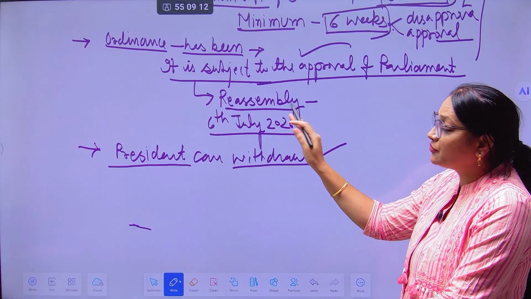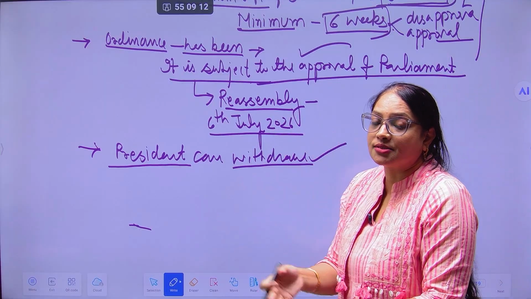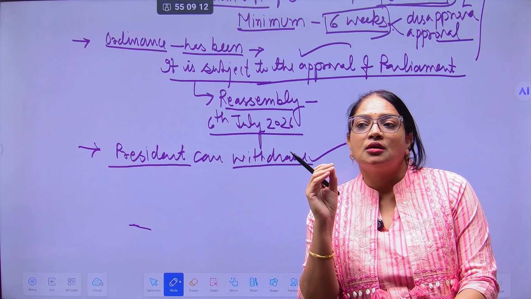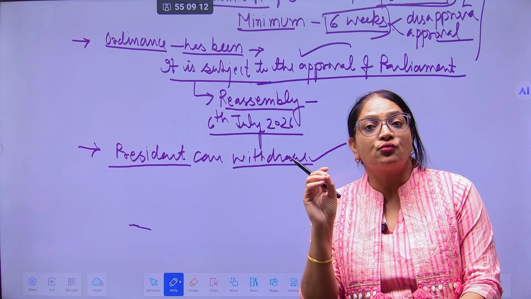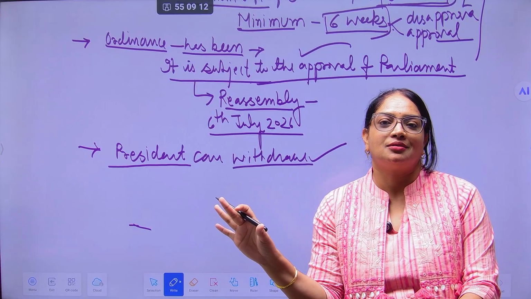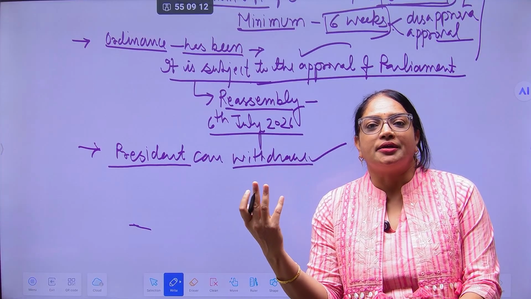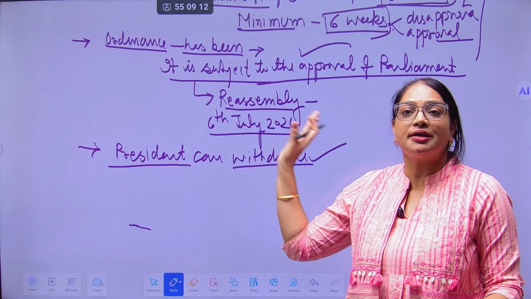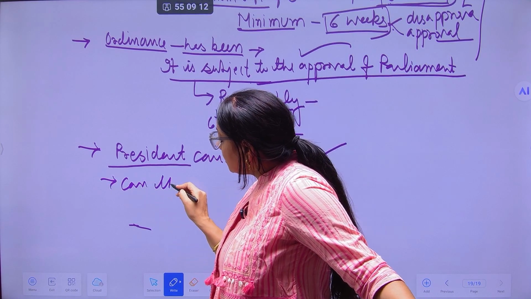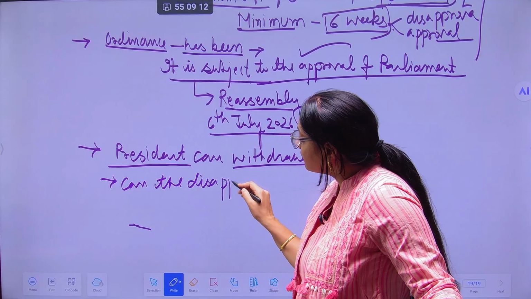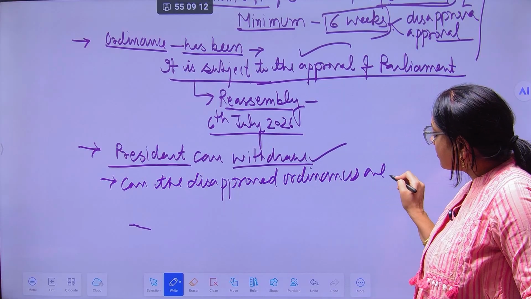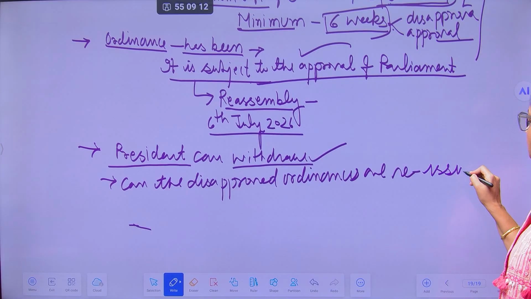The next circumstance: suppose the Parliament after the reassembly has disapproved an ordinance. Is there any constitutional validity or constitutional provision to re-promulgate those ordinances which are rejected by Parliament? What are the conditions? Suppose Parliament has rejected an ordinance, can the disapproved ordinances be reissued by the president?